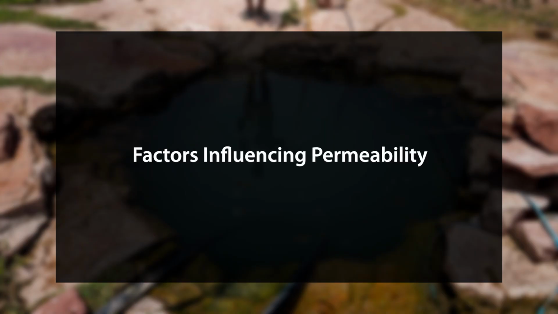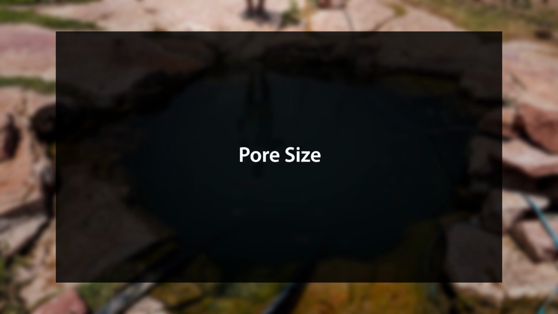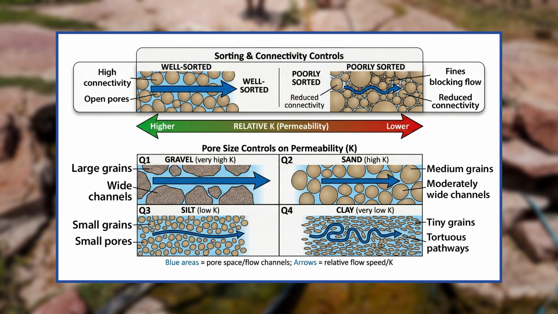Now let us discuss factors influencing permeability. One is pore size. Larger pores facilitate easier fluid flow. Consequently, gravels and sands have high permeability, whereas clays, despite having high porosity, have very low permeability because their pores are microscopic and create a high resistance to flow. Sorting. Well-sorted materials generally have higher permeability than poorly sorted ones.